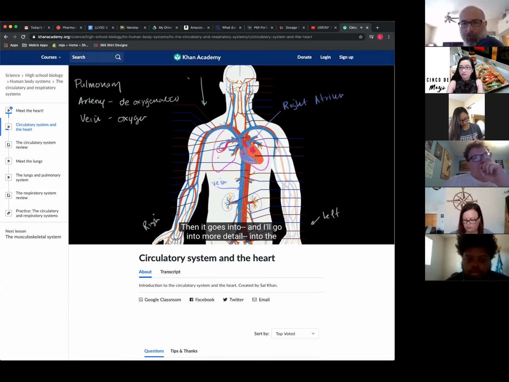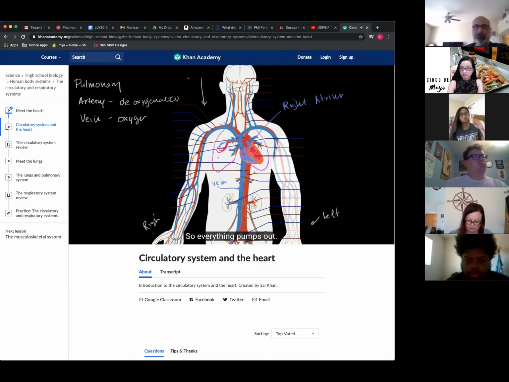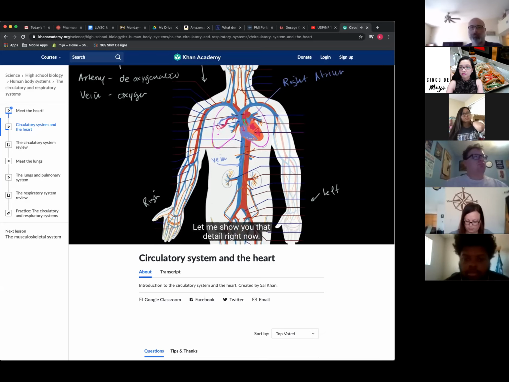Then it goes into, and I'll go into more detail, the left ventricle, and then the left ventricle pumps that oxygenated blood to the rest of the body, via the non-pulmonary artery. So everything you saw, it pumps out. Let me make it a nice dark non-blue color. So it pumps it out through there. You don't see it right here, the way it's drawn. It's a little bit of a strange drawing, or it's hard to visualize, but I'll show it in more detail. And then it goes to the rest of the body. Let me show you that detail right now.